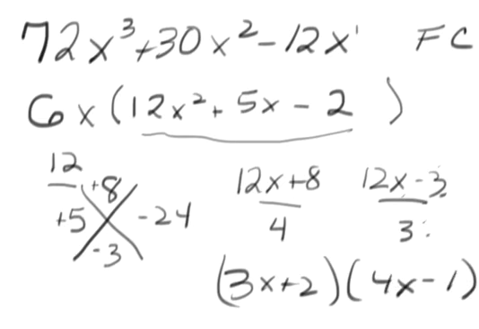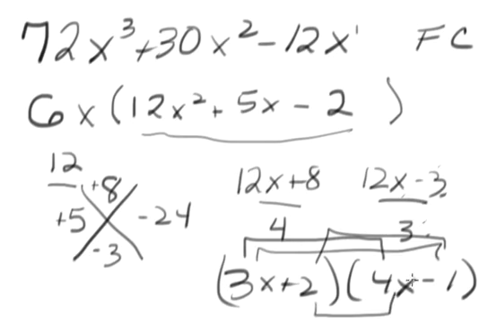Now, how do you know this is right? Well, if you multiplied the first, you get the 12x squared. The last, you get the negative 2. And 8x minus 3x is indeed the 5x. So these two factors, along with the 6x, this is your final answer right here, okay?